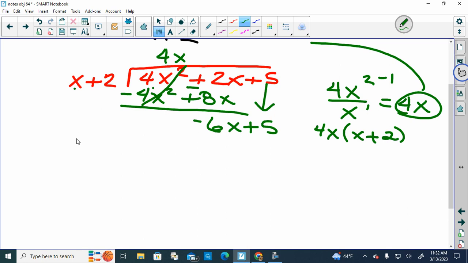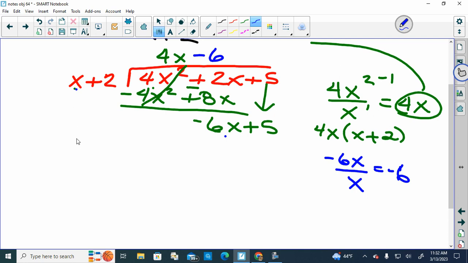Very good. Now we're repeating the pattern that we just did: the first divided by the first. So it's negative 6x being divided by x. What happens to my x's? They go away, so it's just going to be a negative 6. Whatever we get here is what we write on the top, so the negative 6 goes up here.